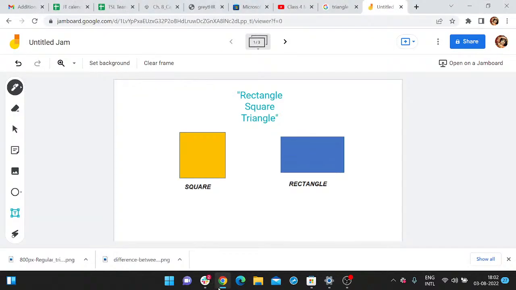Good evening, everybody. So, I am Shraddha Bhatia and we are going to start our maths class today. और हमारा टॉपिक होने वाला है rectangle, square, triangle, which is a part of the chapter Cart and Wheels.